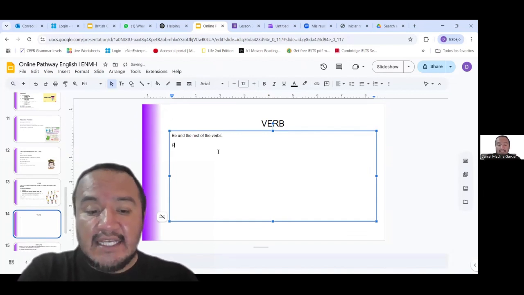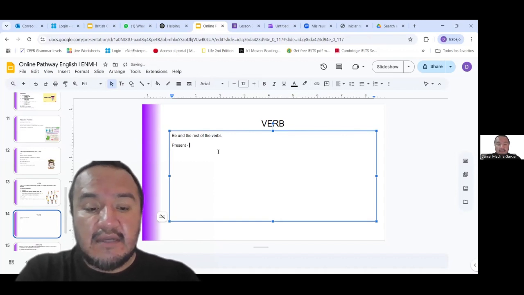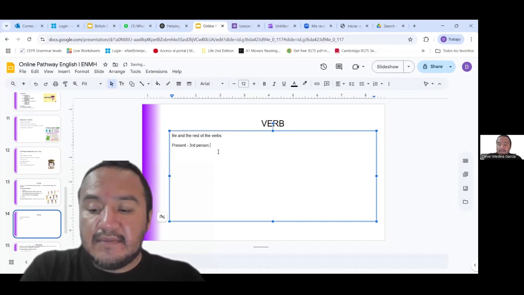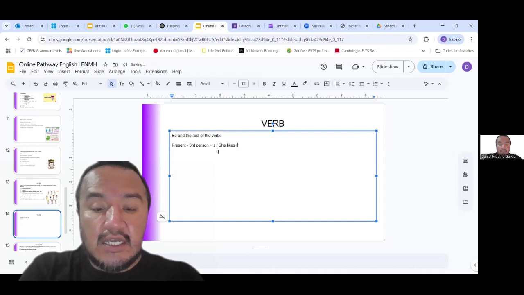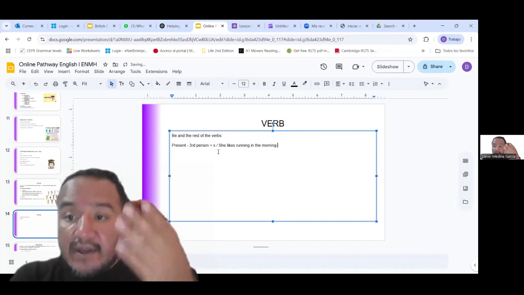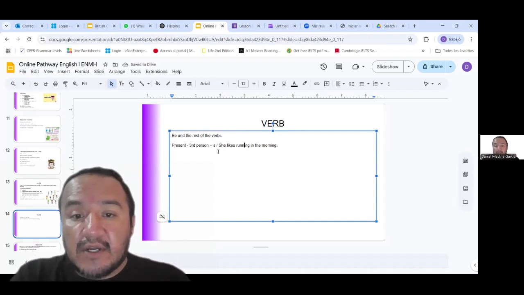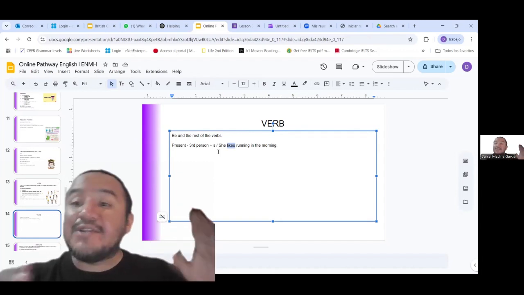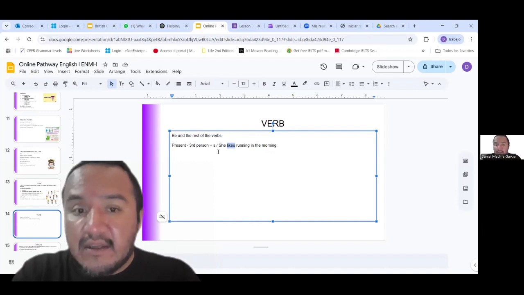Here we have tenses. In present, for example, we know that if the subject is a third person, the verb is going to have an S, no? So you say, she likes running in the morning. So if I am reading and I see a word that finishes with S, it can be either a plural form or a verb conjugated into the third person. So that helps me get the meaning of my reading.